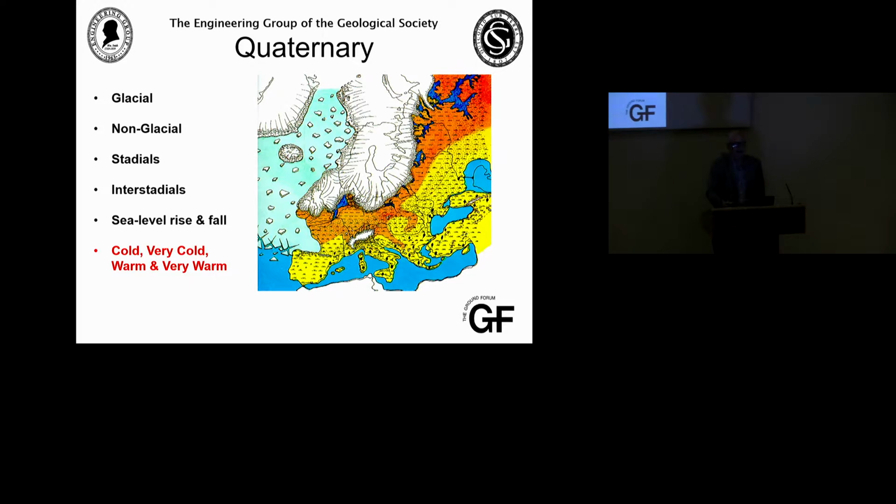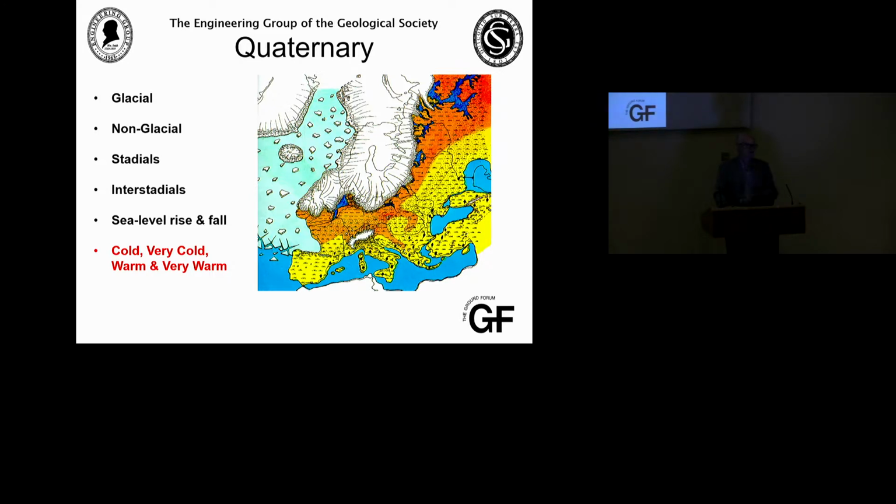Why do we have these key themes? What gives rise to this variability? Quaternary, a period of major climatic change. We've seen ice sheet advance, we've seen ice sheet retreat. We've seen very, very cold periods, which are termed stadials.